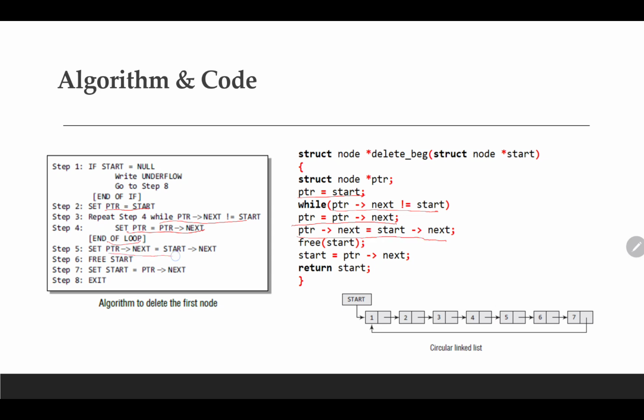Then by using the free function we remove the start. Then start = ptr->next, and finally we return the start. So this is the code and the algorithm for deleting the node at the beginning.